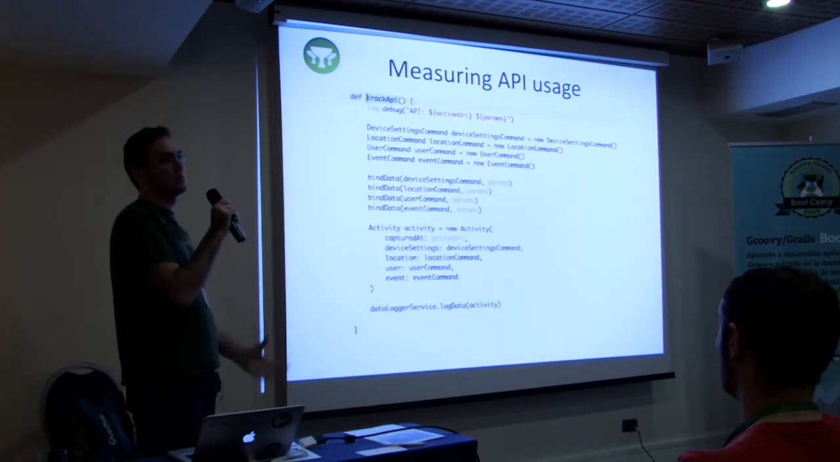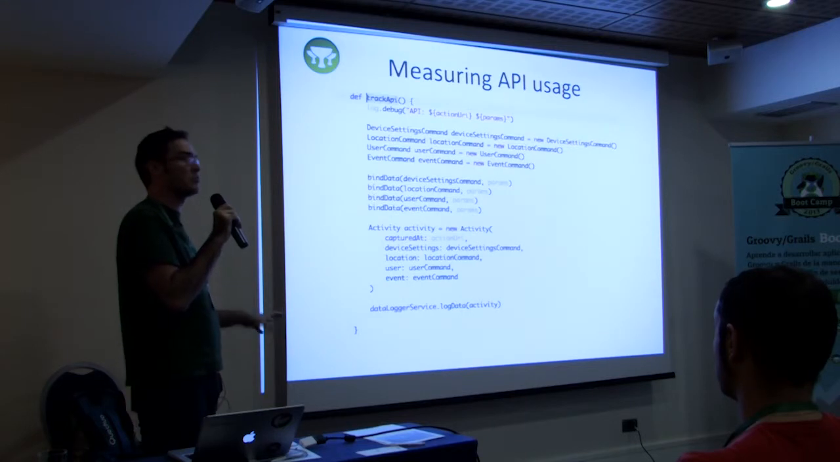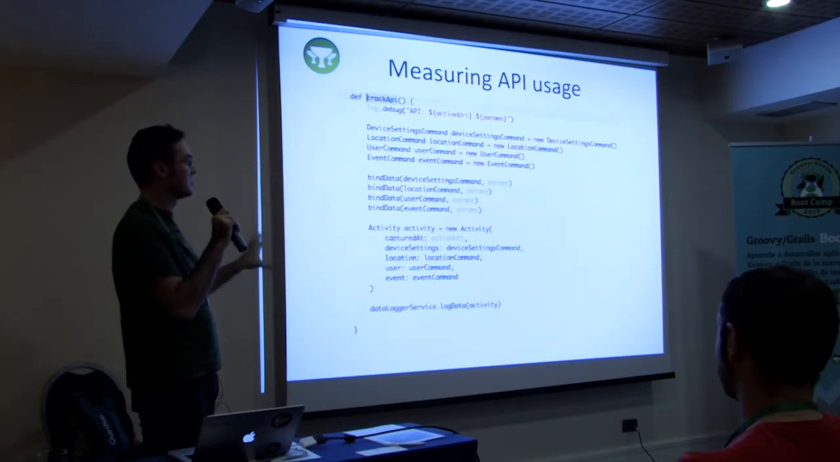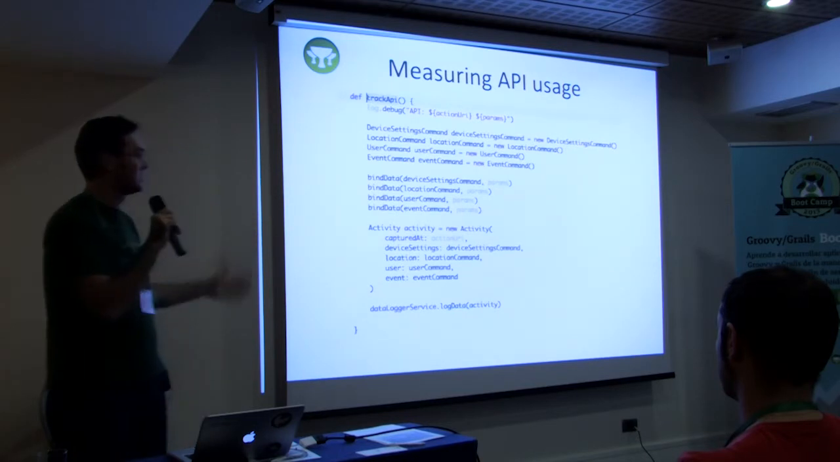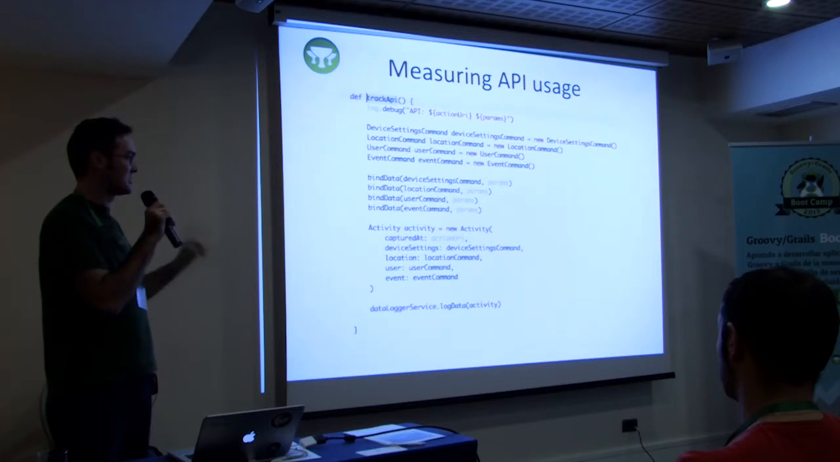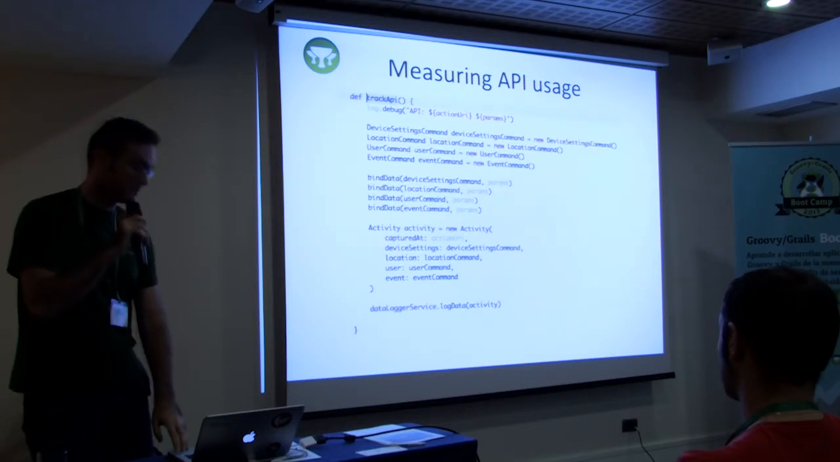We want to track also the parameters, because we want to get some semantics. We could just track the URL itself and so on, but we want to have the semantics of some parameters in the metrics at some time. So we do a binding with the commands and so on. That's also repeated in some API controllers, so this is something that we are looking at how to improve.